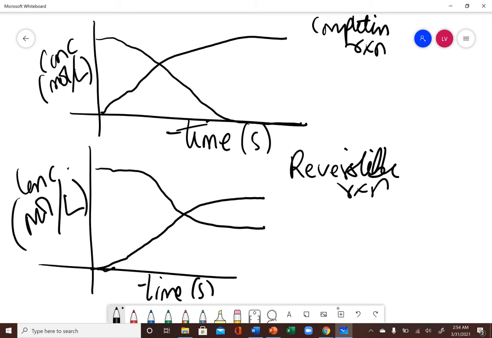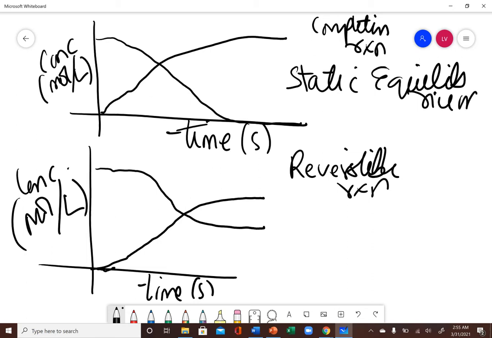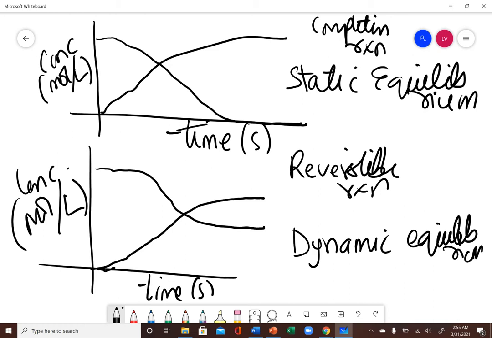The reactant concentration never gets to zero for a reversible reaction. On the other hand, for a completion reaction, it goes to zero, and we say it achieves a static equilibrium. On the other hand, reversible reactions, we say that they achieve a dynamic equilibrium. I'll explain in a second what we mean exactly by that.